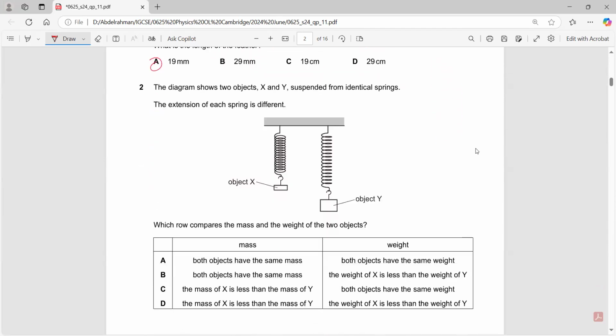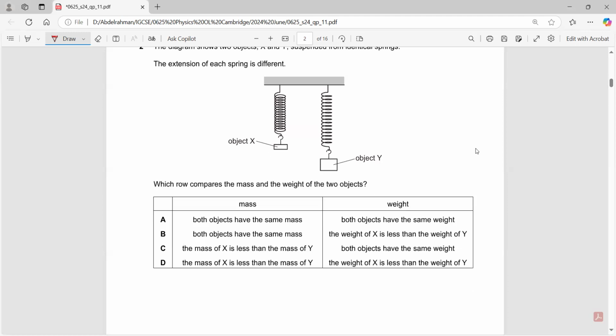Question 2. The diagram shows two objects X and Y suspended from identical springs. The extension of each spring is different. Which row compares the mass and the weight of the two objects? It's quite obvious that Y has a larger mass and has a larger weight. Therefore, the mass of X is less than the mass of Y, and the weight of X is also less than the weight of Y.